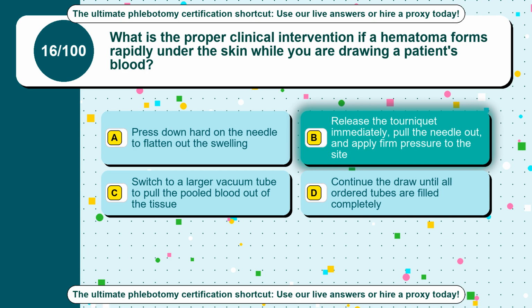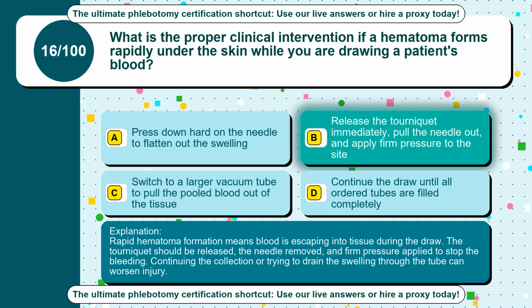The correct answer is option B. Release the tourniquet immediately, pull the needle out, and apply firm pressure to the site. Rapid hematoma formation means blood is escaping into tissue during the draw. The tourniquet should be released, the needle removed, and firm pressure applied to stop the bleeding. Continuing the collection or trying to drain the swelling through the tube can worsen injury.